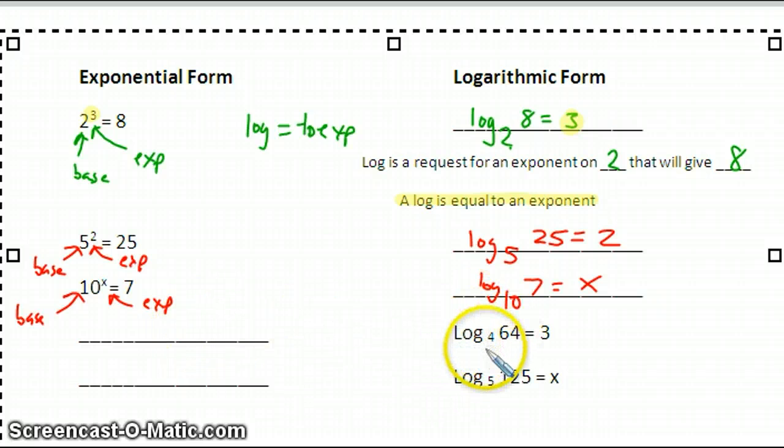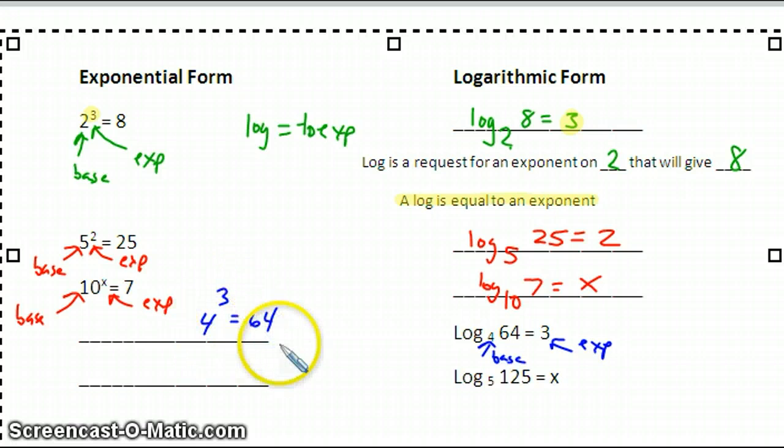Again, it's helpful to identify what you're working with. 4 is the base, and 3 is the exponent. Remember, my log is always equal to the exponent. So this is really asking us to take our base, raise it to our exponent, and it should equal 64. 4 to the 3rd power does equal 64. Over here, my base is 5, and my exponent is x. So this one is saying 5 raised to some power has to give me 125.